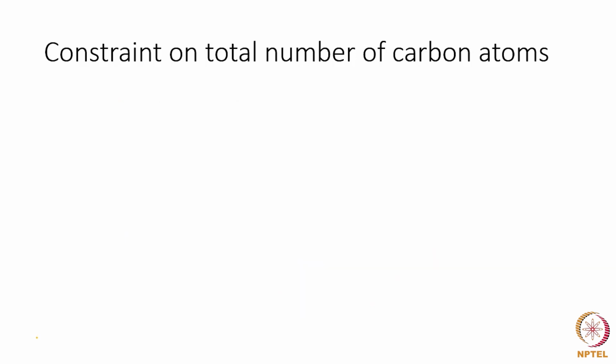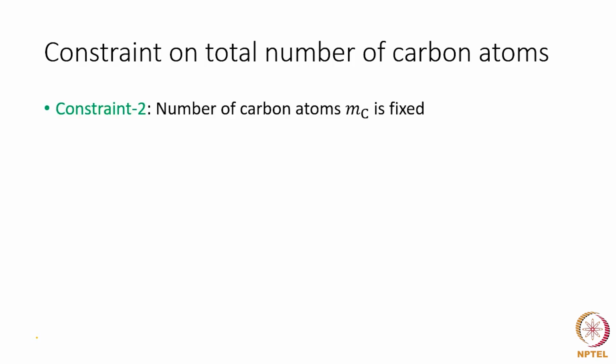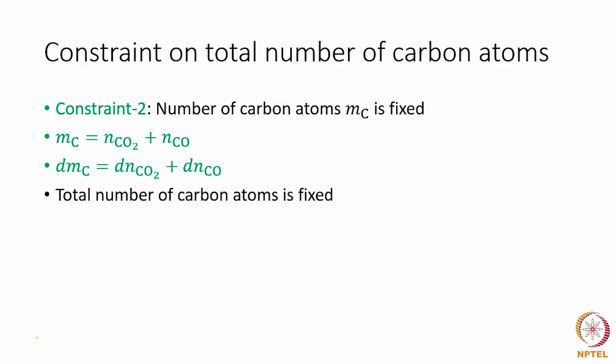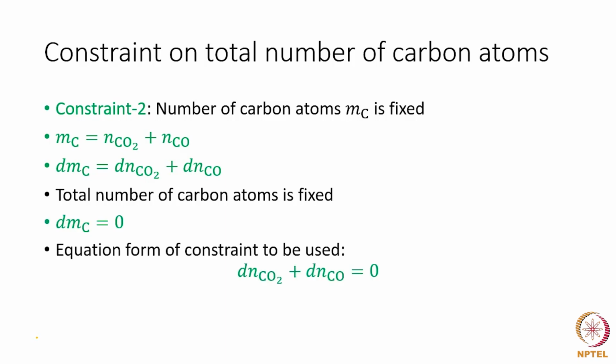Similarly, by using the constraint on the total number of carbon atoms, we can arrive at the second equation that will give us the change of the number of moles of the 3 species. So constraint 2 is on the number of carbon atoms, MC being fixed, and we write it as MC is equal to NCO2 plus NCO. Differentiating, we write DMC is equal to DNCO2 plus DNCO, and since the total number of carbon atoms is fixed, DMC is equal to 0, which gives us the right hand side as an equation. So this is the constraint on the number of carbon atoms being fixed, which we can use.